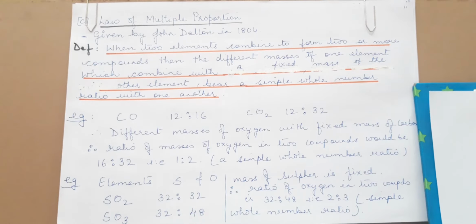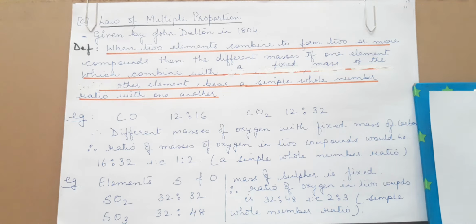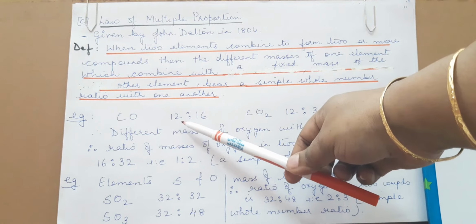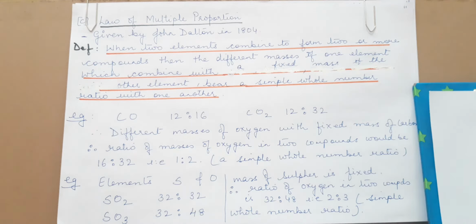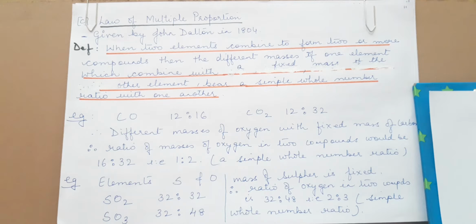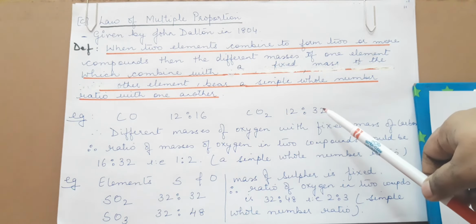Now, according to the law of multiple proportion, we are supposed to keep one of the masses constant, one of the masses fixed. Here it is already fixed. Carbon has atomic mass 12 in carbon monoxide. Carbon has atomic mass 12 in carbon dioxide. So we have the same masses in terms of carbon. So let us say the mass of carbon is fixed. It's 12. And what about the masses of oxygen in the two compounds?